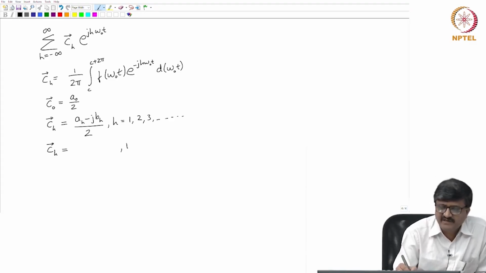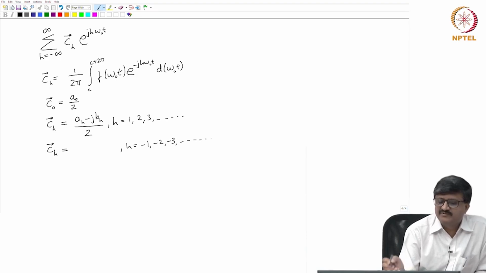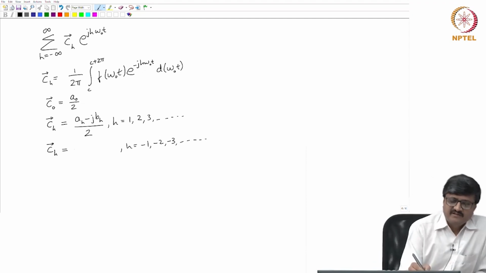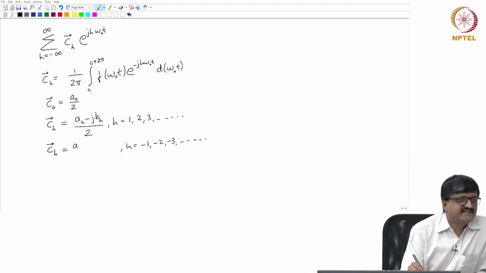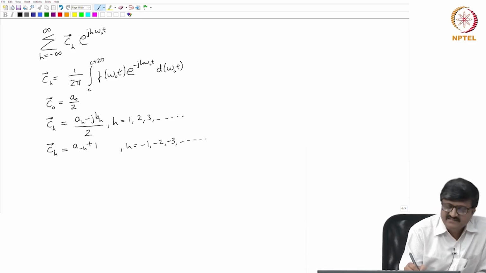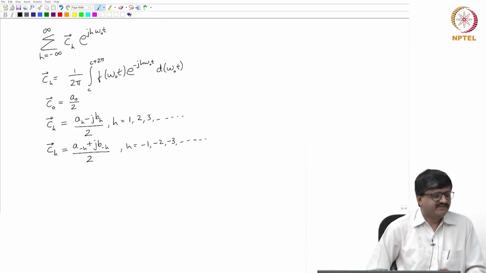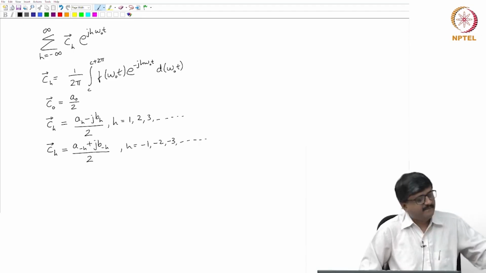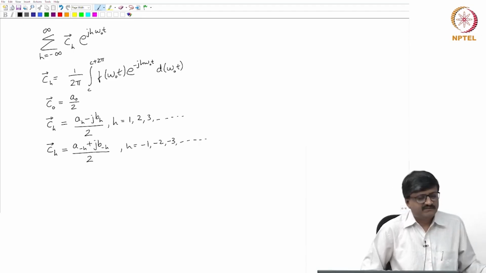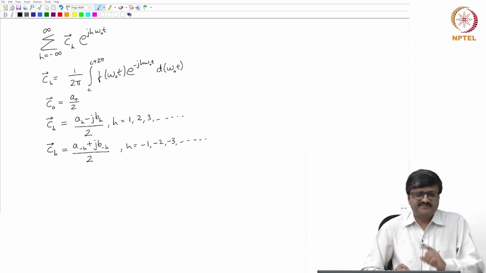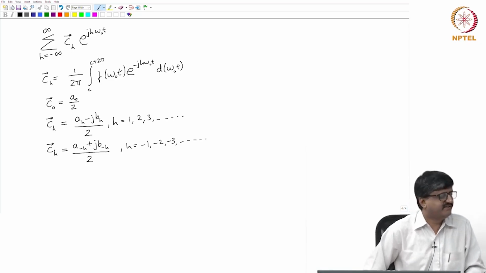See, what I am trying to do is to do this for negative values of H. So, H equal to minus 1, minus 2, minus 3, and so on. In this case, AH is not existent, so we take A subscript minus H. It is actually A subscript minus H plus j times B subscript minus H, divided by 2. These things can be derived, I am just giving the results. So, that gives the relationship between the coefficients of the exponential series and the coefficients of the trigonometric series.